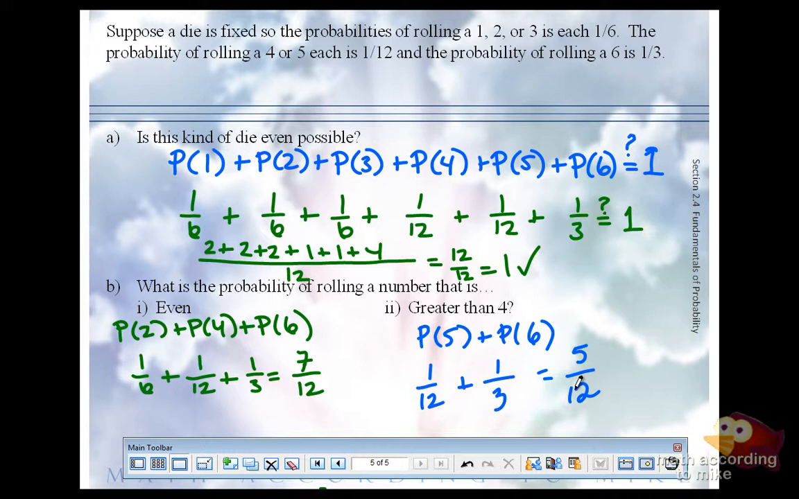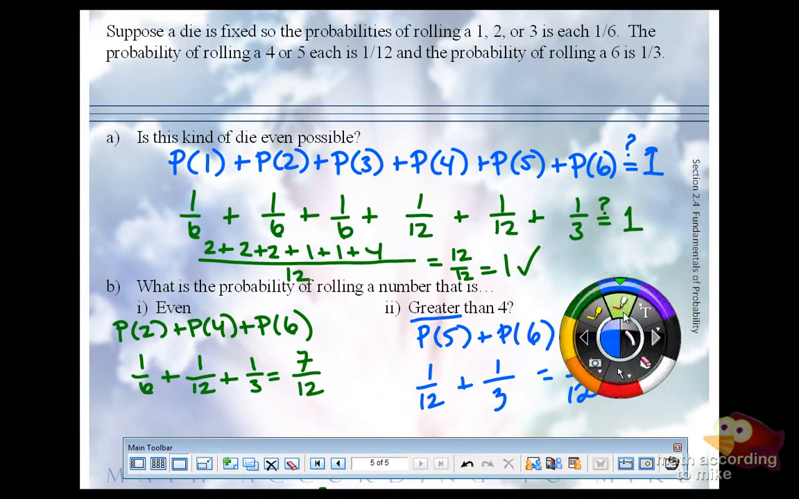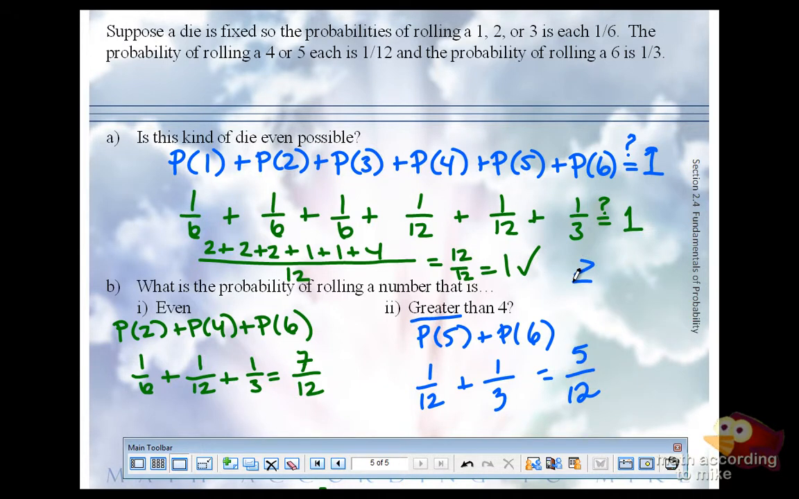All right, comments. We're going to hear a lot of greater than, less than, at most, at least. So as a slight review, we just did greater than 4. If it was less than 4, then you would be adding the probabilities for what outcomes? What numbers on a die are less than 4? 1, 2, 3. But if it was at least 4, at least means greater than or equal to. So what numbers on a die are at least 4? 4, 5, 6.